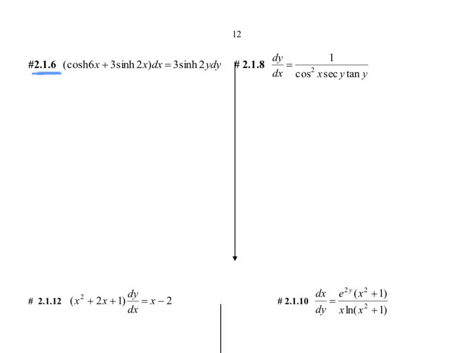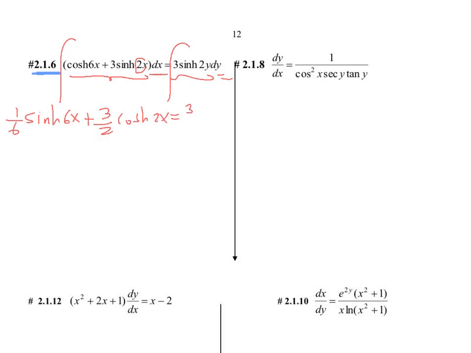For example, exercise 6. This is a separable differential equation. It's already in separated form because this is a function of x dx and a function of y dy. So simply you just have to integrate. You don't have to separate anything. Integration of hyperbolic cosine 6x is 1 over 6 hyperbolic sine 6x plus, and on the other side, 3 over 2 hyperbolic cosine 2y plus c.